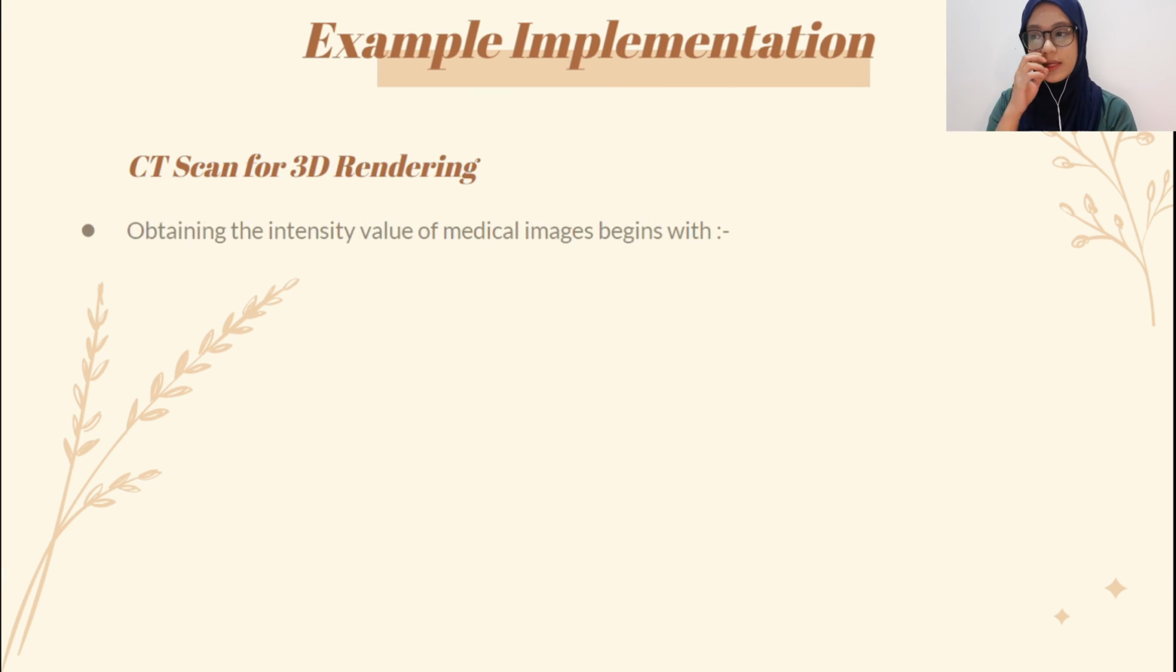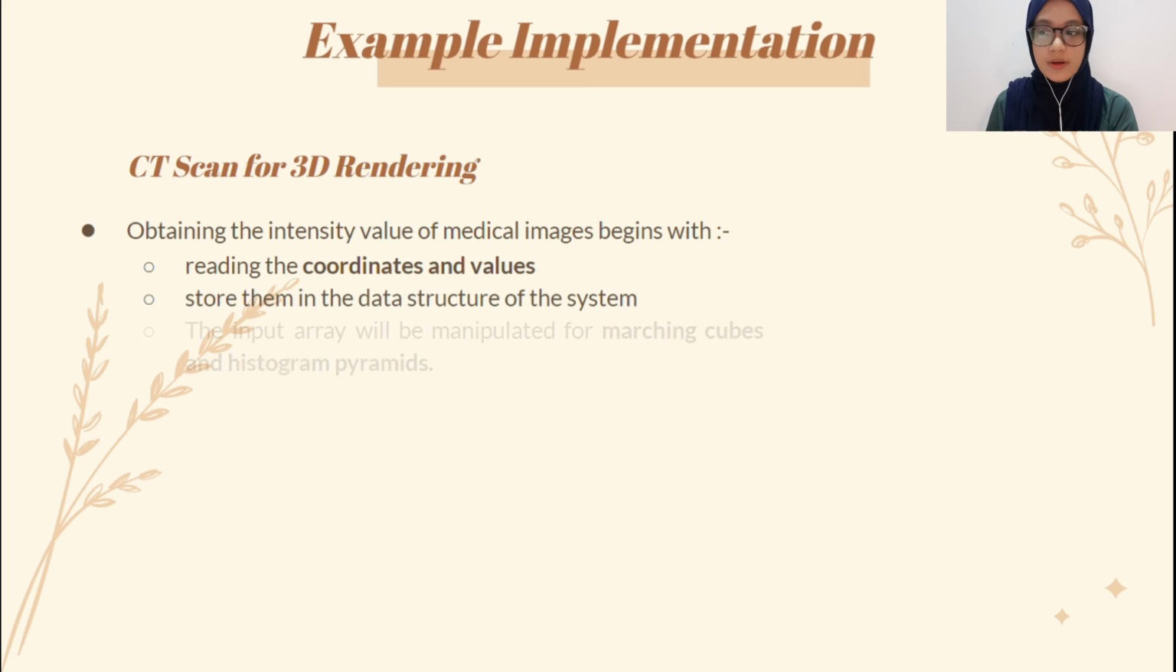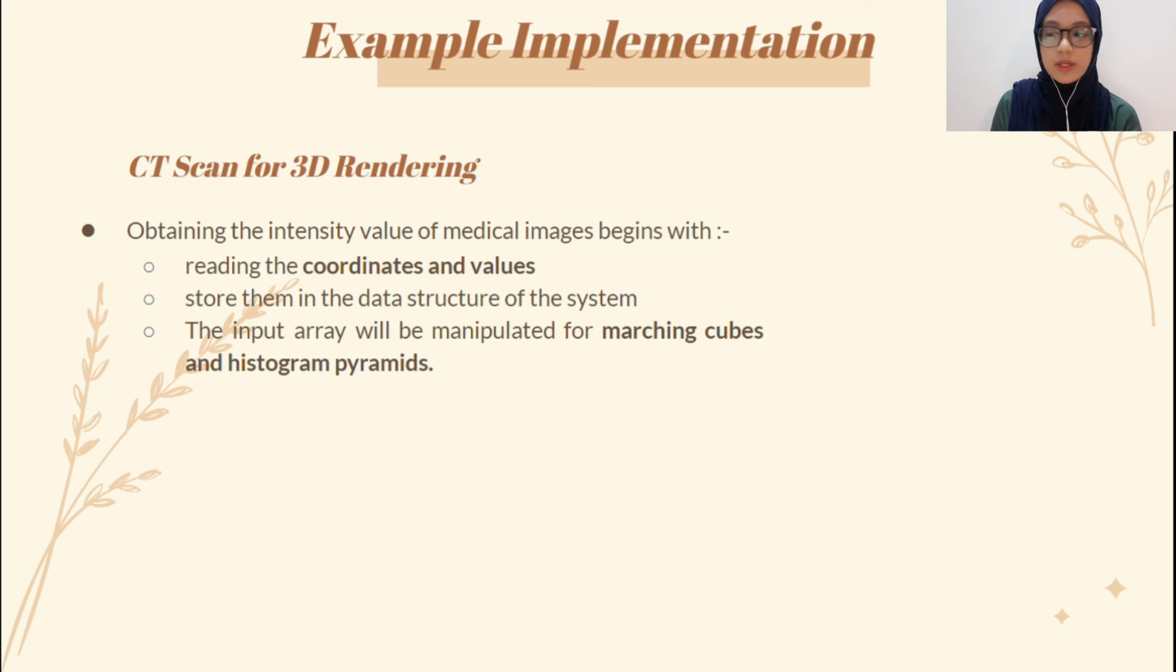So how it is implemented is, for example, the CT scan for 3D rendering. Obtaining the intensity values of medical images begins by reading the coordinates and values. Then it will store the data in the structure of the system. In the medical field, they use this because the image provided is very smooth and very clear to see any diseases or problems in the human. Then after they store it, they will input the array and it will be manipulated by the marching cubes as well as the histogram pyramids to smoothen the picture.